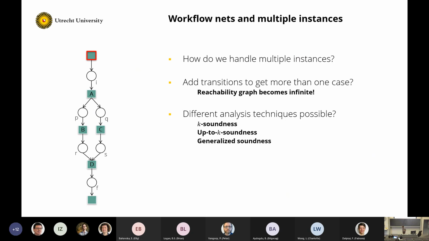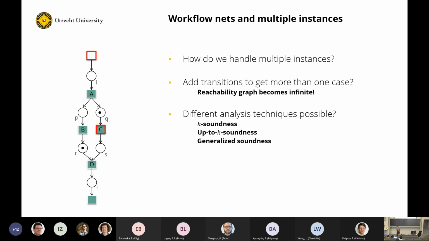So let me explain what happens. So we start a new process instance. So the first one fires, and I'm still for my first case. So transition A now fires, and we can choose which of the two we fire. So we fired transition A, and we fired transition B for the first instance. So transition C is still enabled for that first instance.